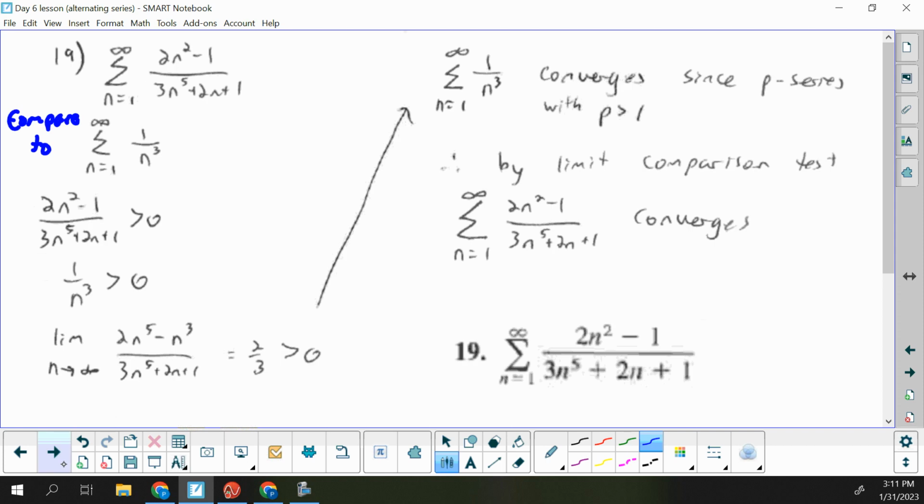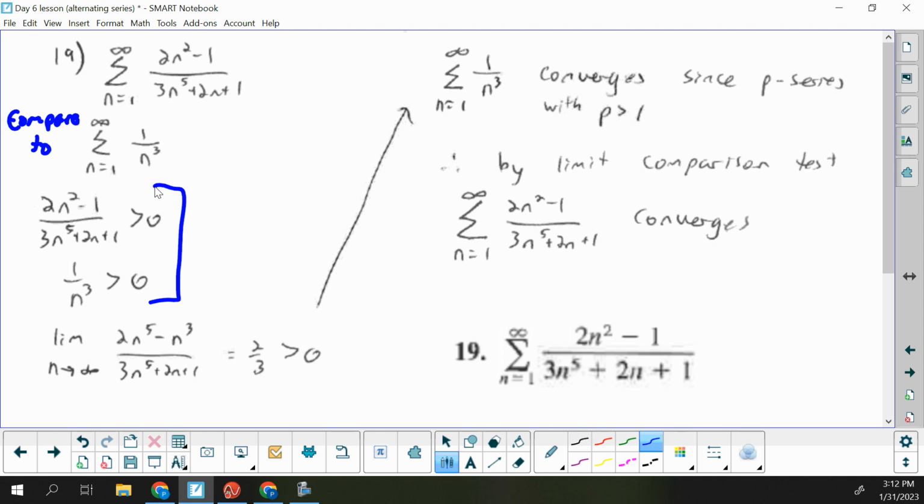For 19, the gap in our exponents is 3, so we'll compare to the series of 1 over n cubed. Both those are positive. Now, you don't necessarily have to state this, but you need to at least check in your head that it's true, because limit comparison only works as long as the series are positive eventually. So you need to at least think about it, but you don't necessarily have to write that bit.